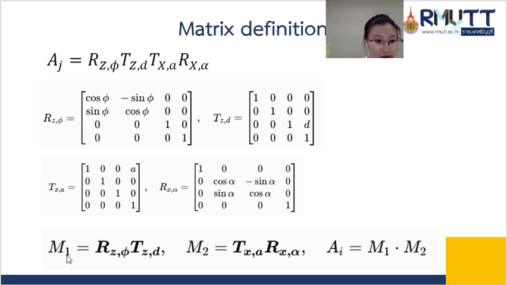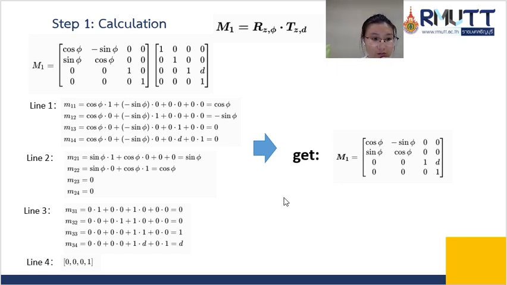The rotation for the calculation: M1 equals R z phi times T z d, and M2 equals T x a times R x alpha, and A sub i equals M1 times M2. Okay, the step 1 calculation.